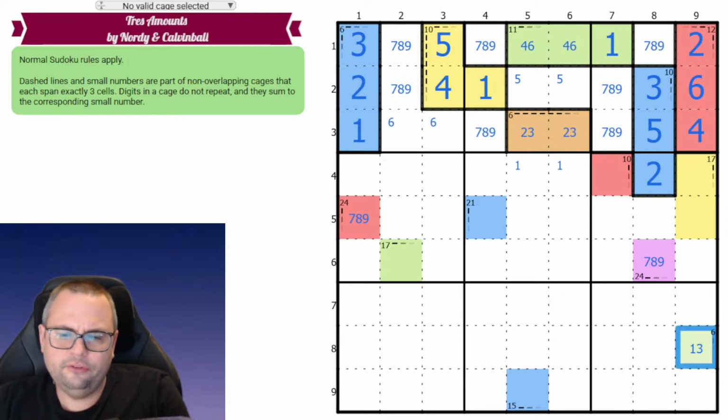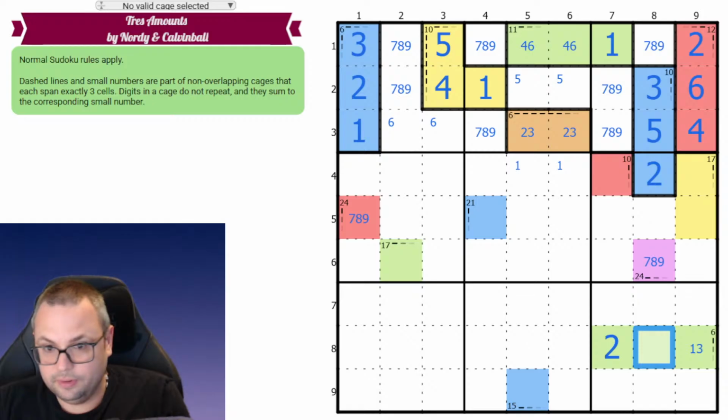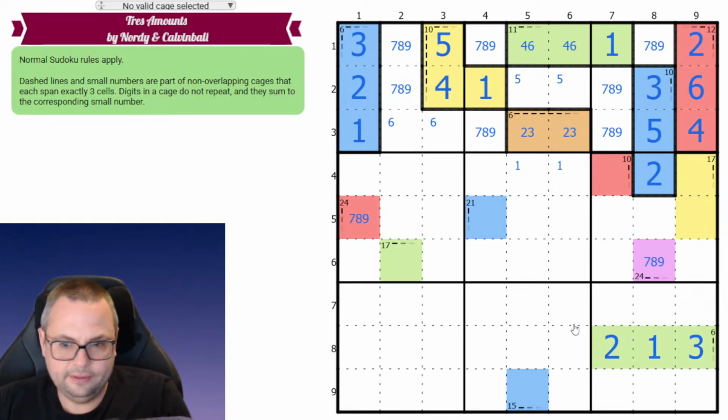Oh, this green cage needs a 2. Oh, yeah, this is what Emma was saying. This green cage needs a 2, so it needs to get it over here. Just by Sudoku. So that's a 1 or a 3. Oh, and it's a 1, and that's a 3. By that.